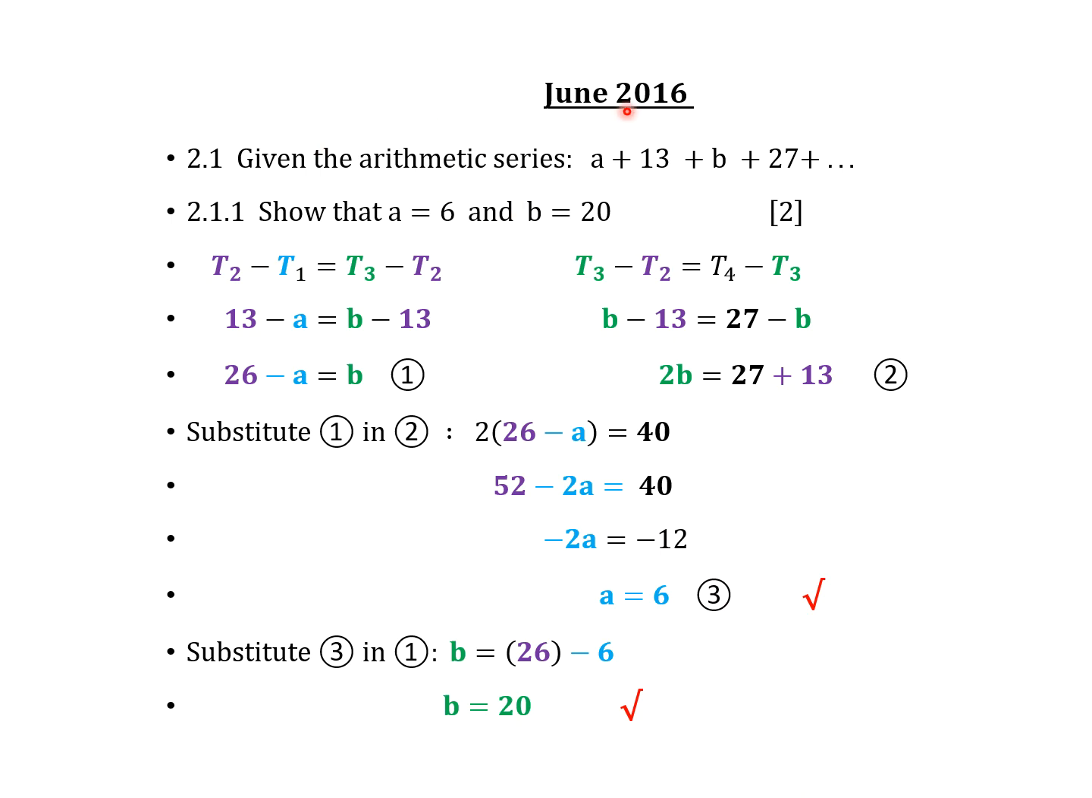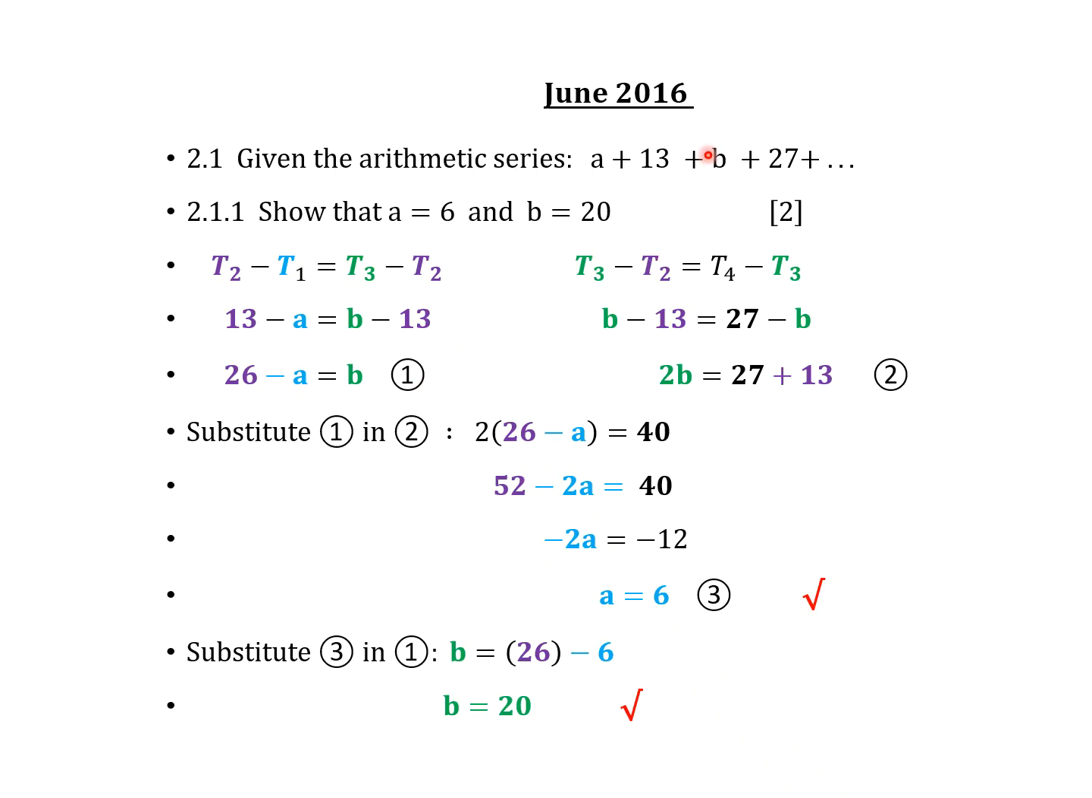Right, given the arithmetic series a plus 13 plus b plus 27 plus continuing, June 2016, here they say show that a equals 6 and b equals 20. So again, term 2 minus term 1 must equal term 3 minus term 2 because it's an arithmetic sequence. Term 4 minus term 3 must equal term 3 minus term 2. So term 2, 13 minus a, equals term 3 minus term 2, so b minus 13. So I take negative 13 over, 13 plus 13 is 26. So 26 minus a equals b, equation 1.